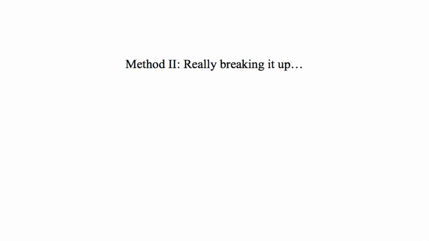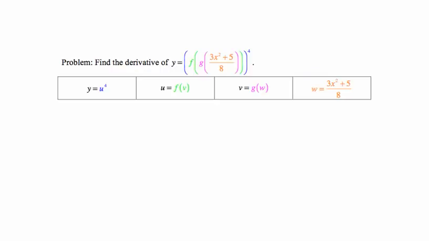But there's another method which is equally useful, and that is to really break it up. So we're going to decompose this quite a bit. So we look at this function, we see a giant quantity to the fourth, so we say y equals u to the fourth. So y is the dependent variable, and u is the independent variable in this case. And then u, the thing that we're taking to the fourth, is f of something, so we'll call that f of v. So u is dependent, and then v is independent. And then what's v? Well, v is g of something, so what should we call that? We'll call it w. So v is g of w, and then w is finally (3x squared plus 5) over 8. And I can take the derivative of that with respect to x with no problem.